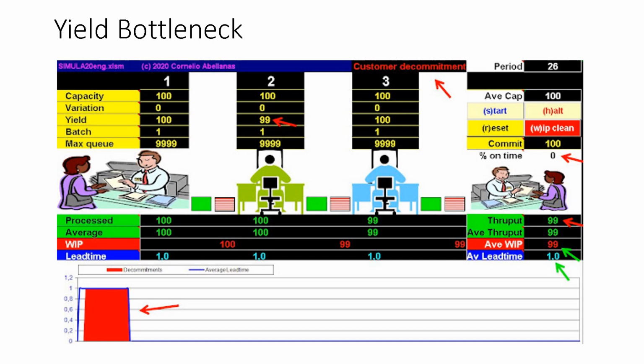Let us now answer these questions. What is the total throughput in the line? Average throughput. Is the lead time affected in this case? Average lead time. How many units do you start in the line on each period, and how many do you finish? Average of 1, average throughput. What happened to the difference between started and finished units in the case of capacity bottleneck, and in this case of a yield bottleneck?